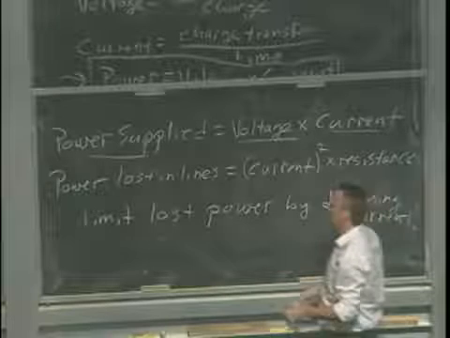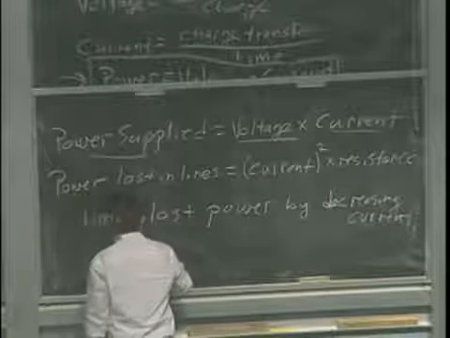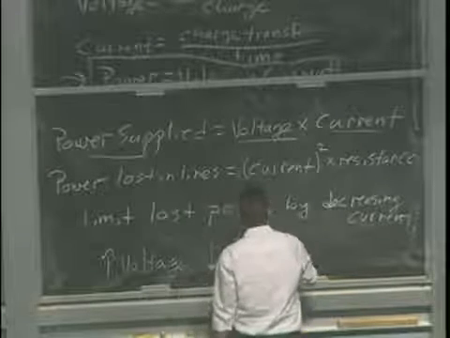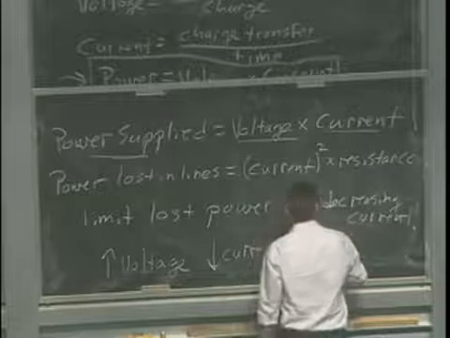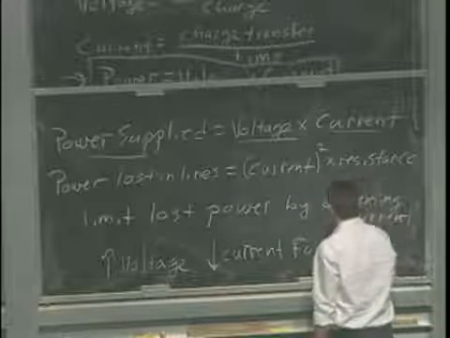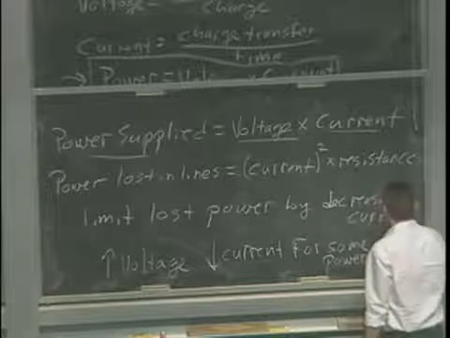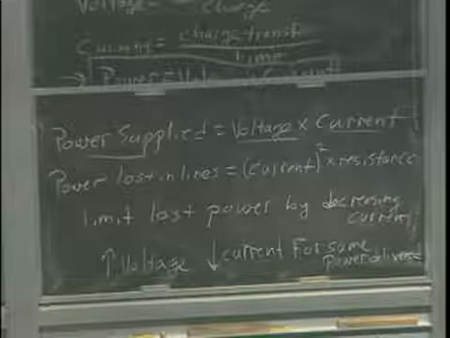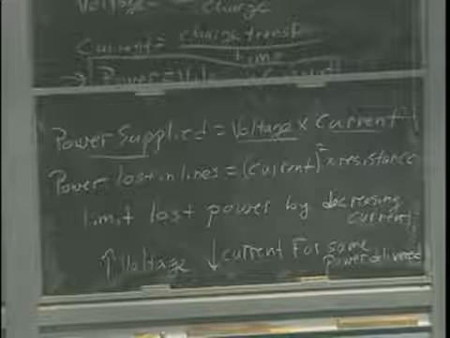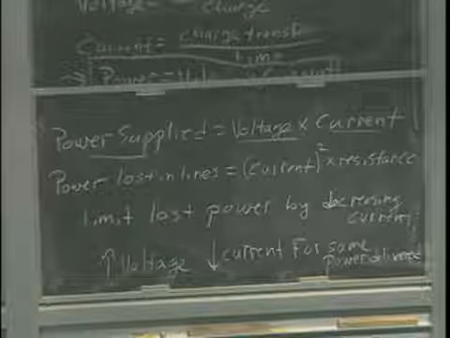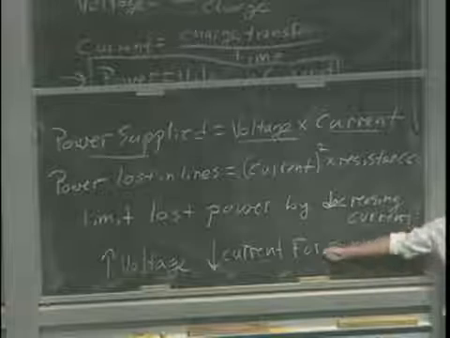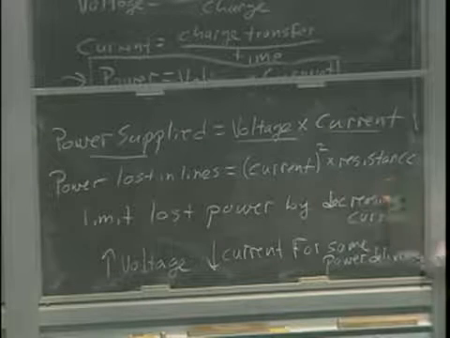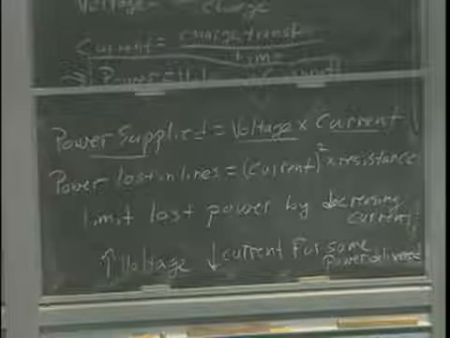So as we increase the voltage, we can decrease the current for the same power delivered. Okay, so those transmission lines that run power from the power plants are run at very high voltages. For very high voltage, you can deliver the same amount of power for a much smaller current. And then when the current is small, the amount of power that's lost in the power lines can be made very small as well.